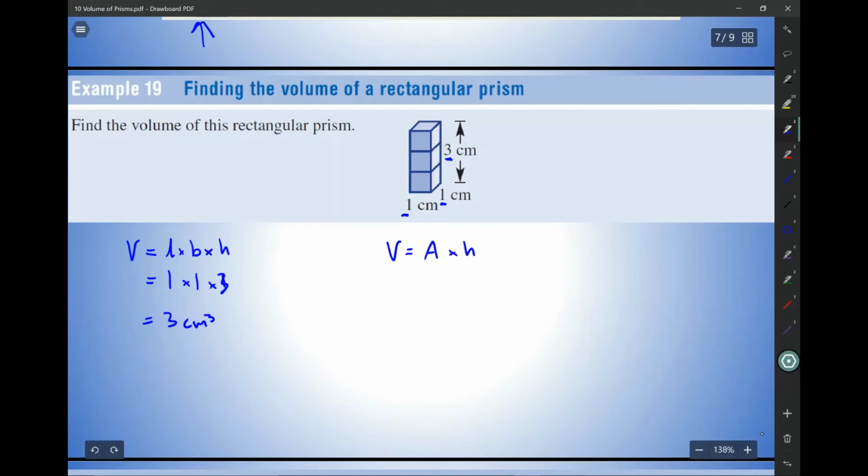area times height. So I'm going to choose the top and the bottom as my two sides. We know that the square on the bottom of the shape has dimensions 1 by 1. And then the distance in between the top and bottom faces is 3 centimeters. So you can see we come out with the same answer. And because this shape is divided up into 3 1 centimeter cubes, it makes a lot of intuitive sense that the answer will be 3 cubed centimeters, because we can see a stack here that includes 3 cubed centimeters.